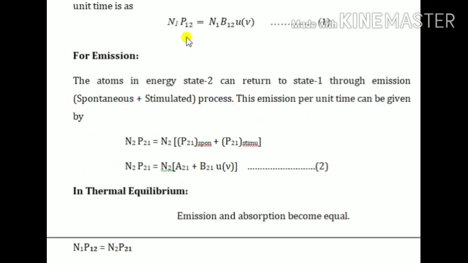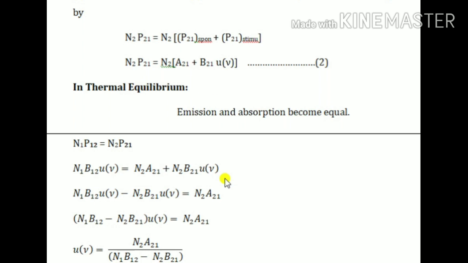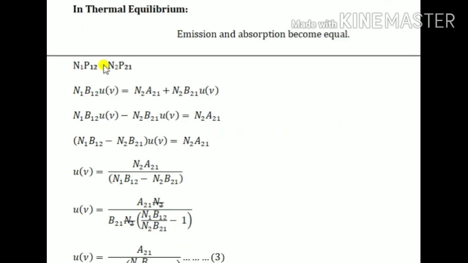In equation 1, N1 P12 equal to N1 B12 U nu, and from equation 2, N2 P21 equal to N2 (A21 plus B21 U nu). After putting these values, we calculate the value of energy density U nu, which is equal to N2 A21 upon (N1 B12 minus N2 B21).